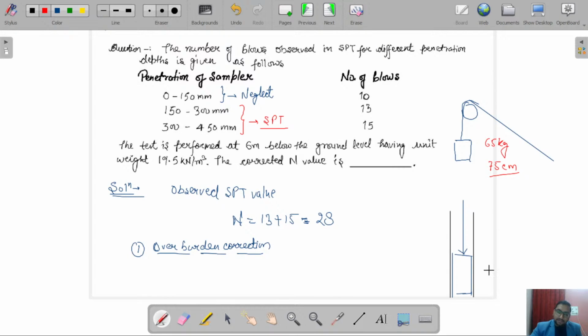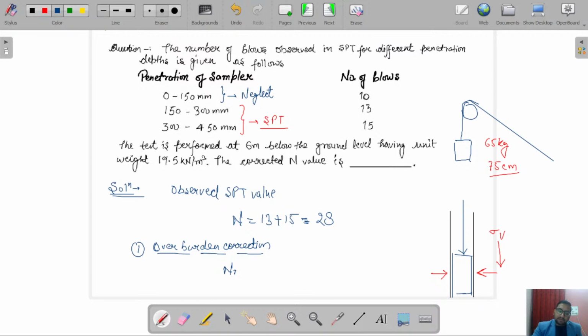Now at a greater depth, there will be confinement from these sides. This confinement pressure is our earth pressure. It is due to the overburden pressure. We know this active pressure, or horizontal pressure, will be a function of our overburden pressure, sigma vertical, right? So due to this, we have to apply our overburden correction over this observed N value.